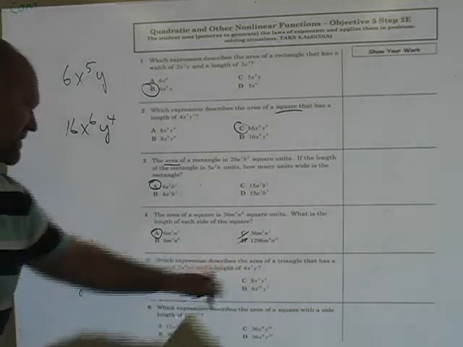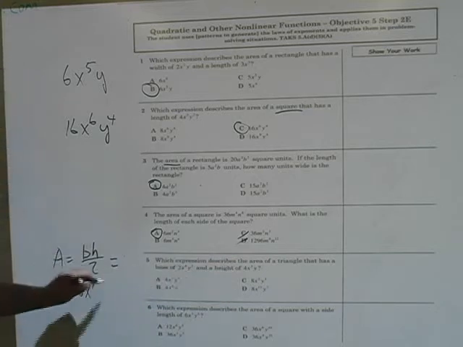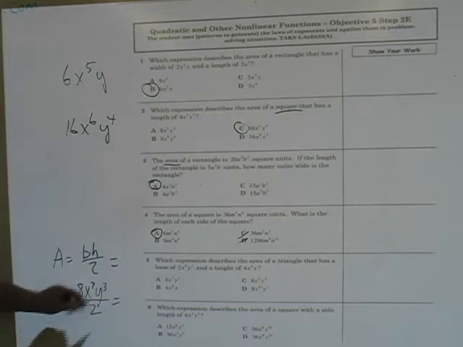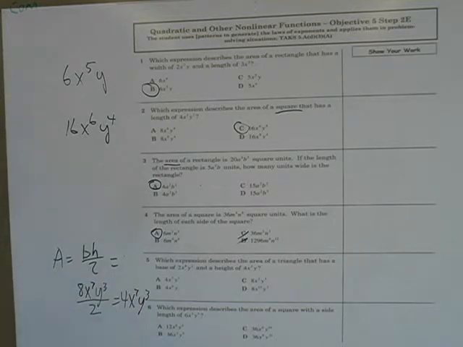X to the 4th times x to the 3rd is x to the 7th. Y squared times y is y to the 3rd, and then all of that's over 2. 8 over 2 is 4. So it's 4 x to the 7th, y to the 3rd.